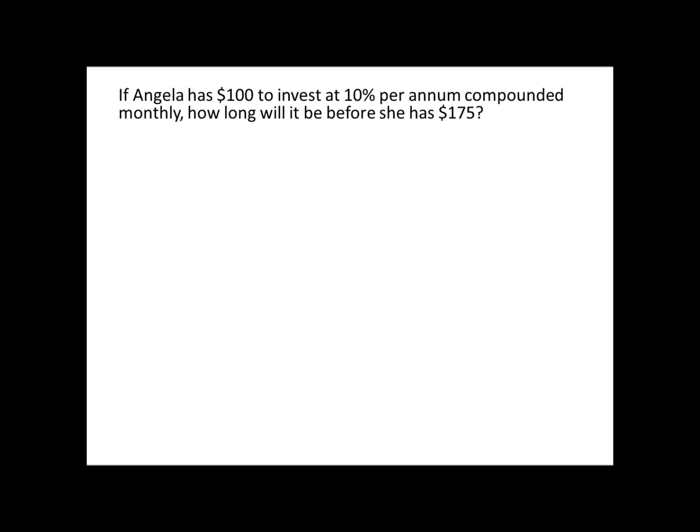Alright, if Angela has $100 to invest at 10% per annum, that's just a fancy way of saying yearly, compounded monthly, how long will it be before she has $175? So what we're going to solve for in our equation is time. Now, we know how much she's going to invest. We know the principal. We know how much money she wants to have.